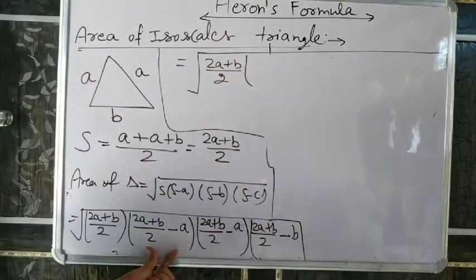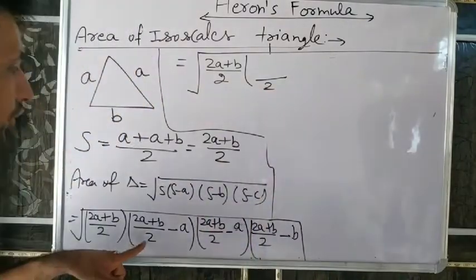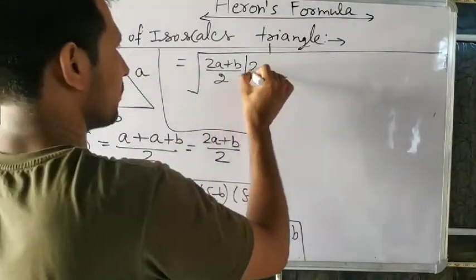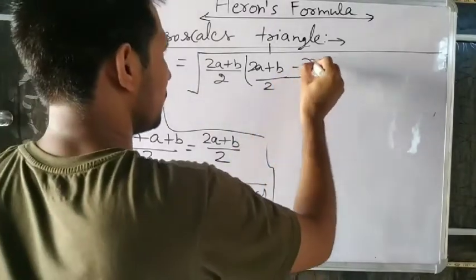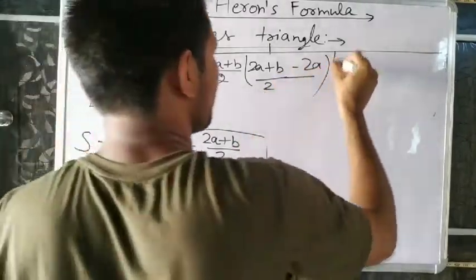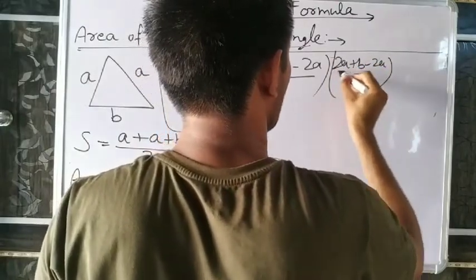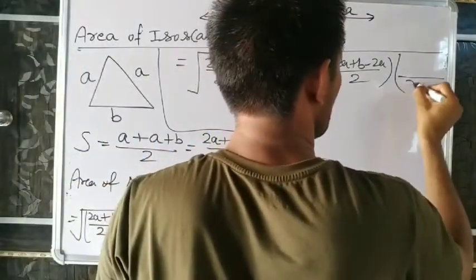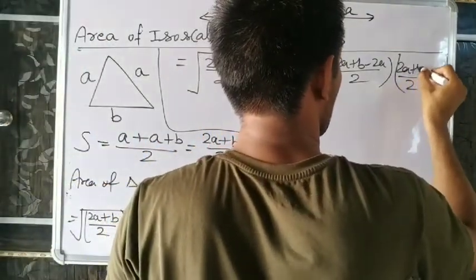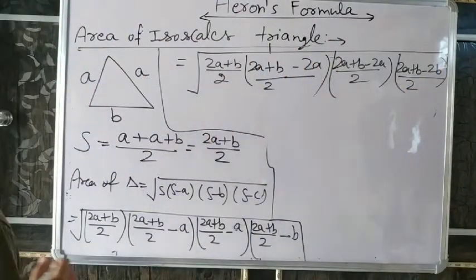Now how can we solve the fractions? Taking LCM, LCM is 2. 2 divided by 2, 2. Now 1, 2a plus b. Now minus 2a, same as it is here: 2a plus b minus 2a divided by 2. Next is taking the LCM 2: 2, 2a plus b minus 2b.